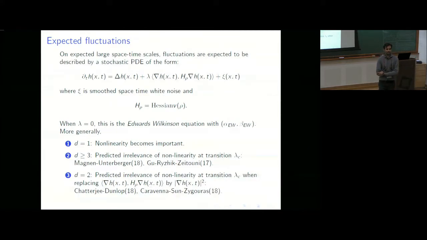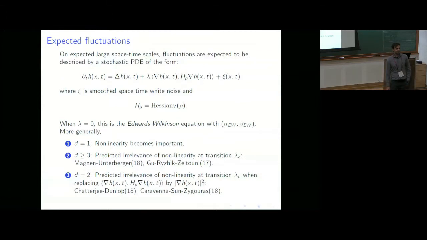Both groups have somewhat different results, but the general claim is that if you're in dimension d greater or equal to 3, and you take lambda sufficiently small, then the long time behavior of the nonlinear equation will agree with the Edwards-Wilkinson. Thanks, Harold. In dimension 2, yes. Okay, thank you.